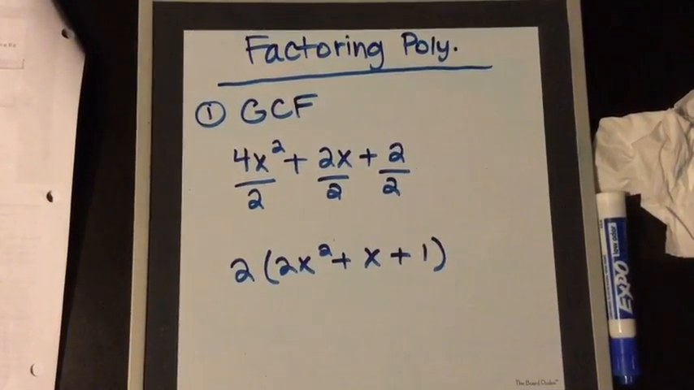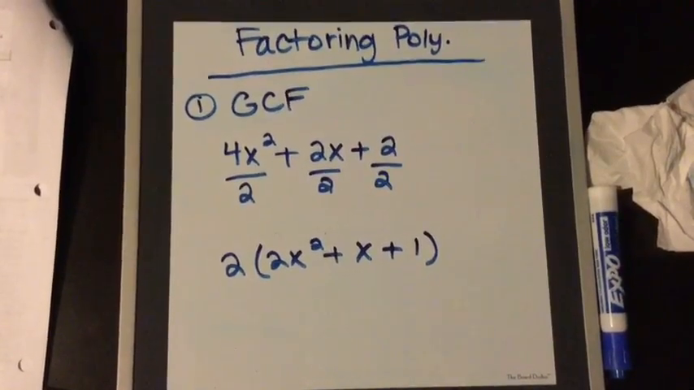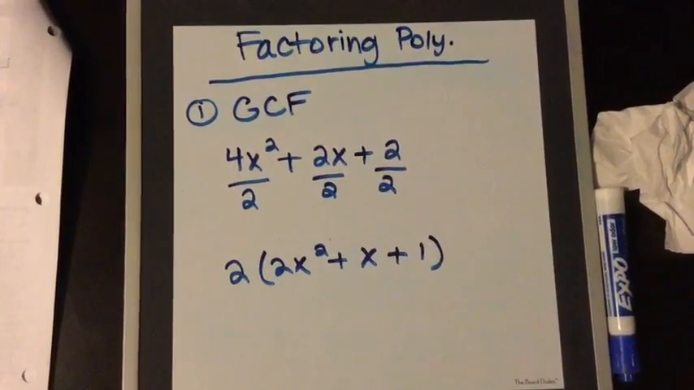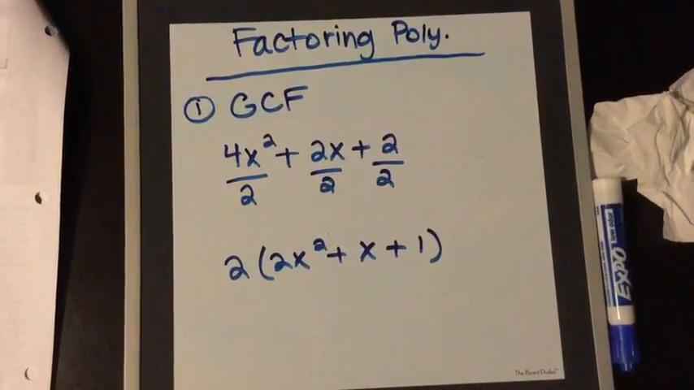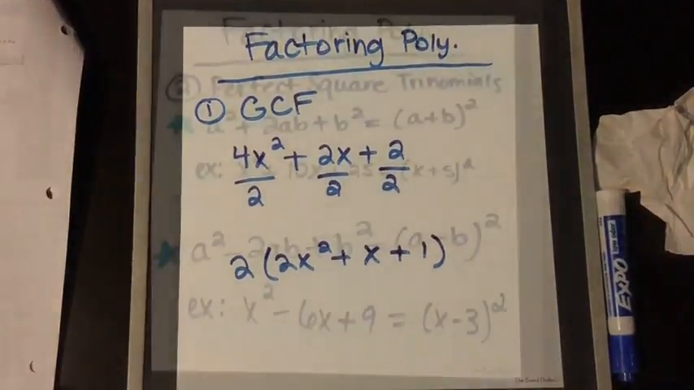There are multiple ways to factor polynomials. The first way is to get out the greatest common factor. In this equation, 4x squared plus 2x plus 2, the greatest common factor of it would be 2, and that helps simplify and factor out the equation.